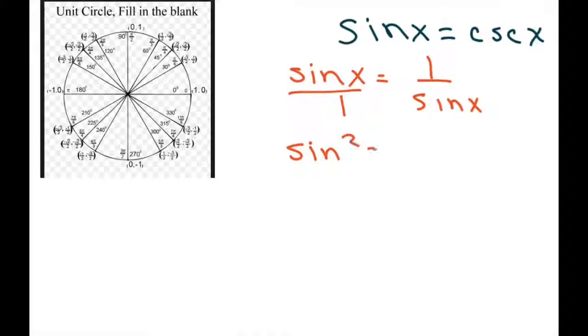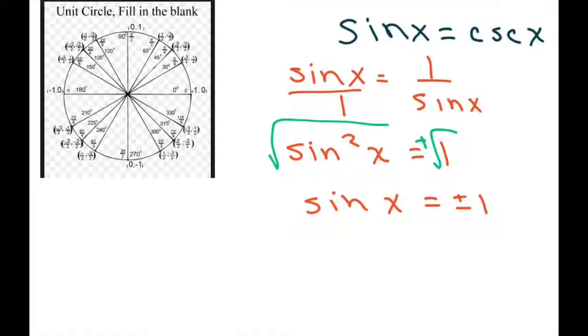This one's going to end up being sine of x equals 1 divided by sine of x. Now if you cross multiply here, you're going to get sine squared of x equals 1. And if you square root both sides, you get sine of x equals plus or minus 1. The mistake students make is they forget to do the plus and minus here.